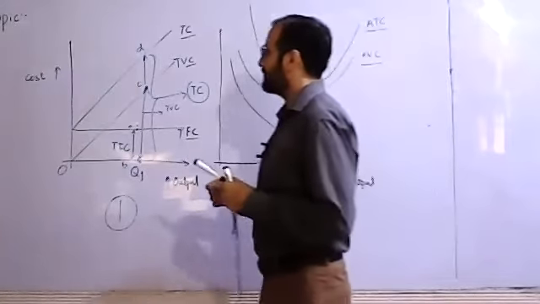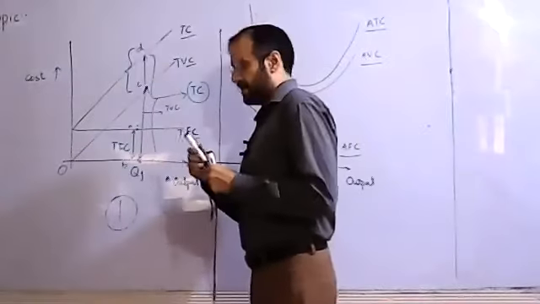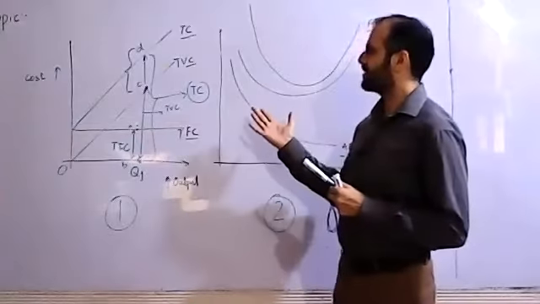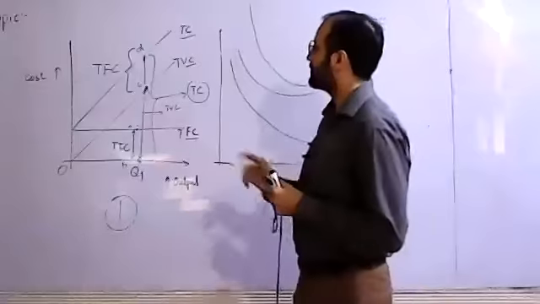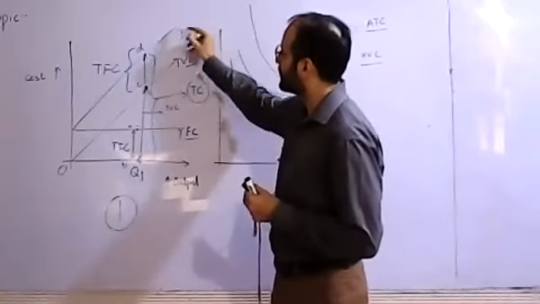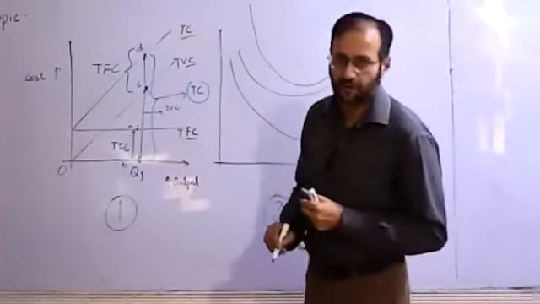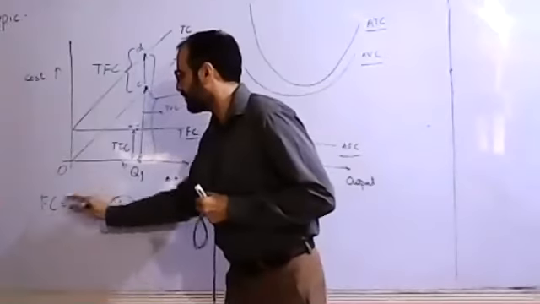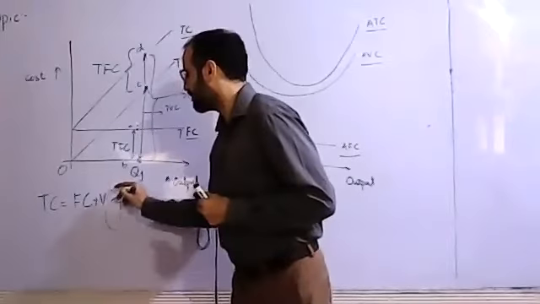Okay, now let's suppose somebody asks you what would be the area from point D to C. There are different areas which we can highlight. This area actually also represents the total fixed cost. How come? You can see that point D and point C are two points, one of them is the total cost and the other is the total variable cost.